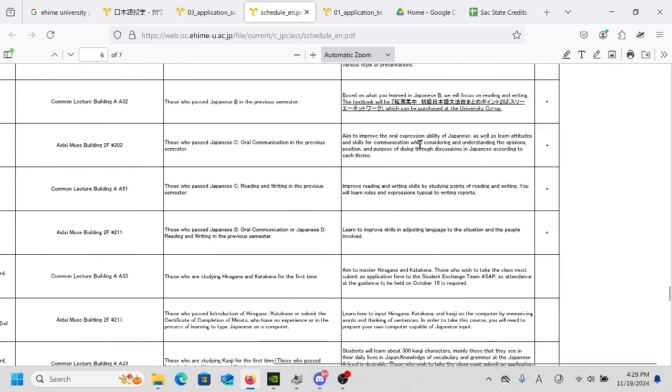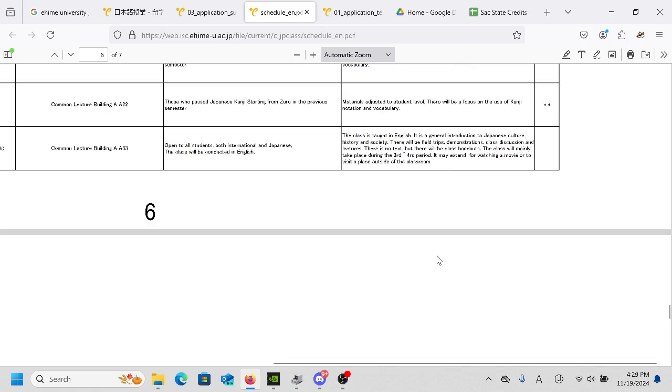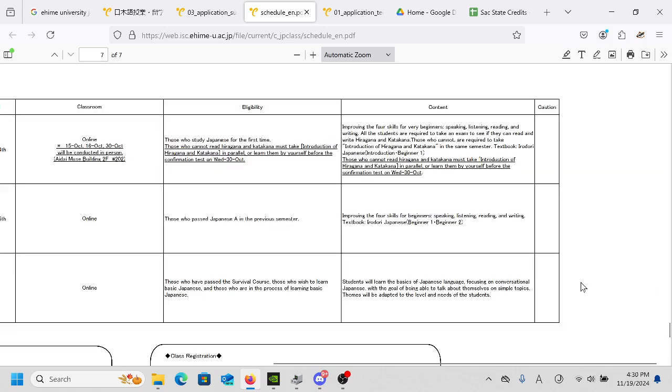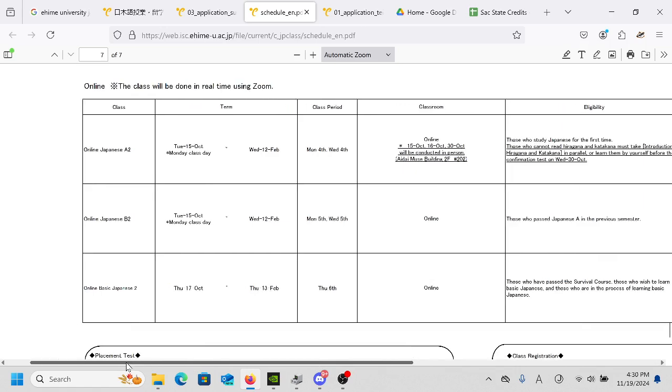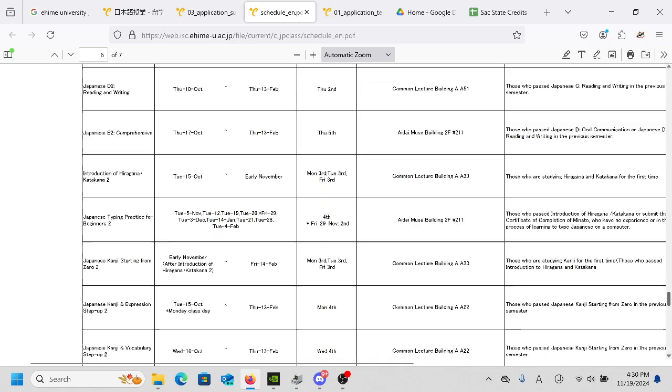D2 seems to be like advanced understanding, oral. I really don't know. Oral communication. Probably having conversations with other people in class. D2 grammar seems to be writing reports, so if you've been in 116, you've already done that. E2, I really don't know. But yeah, more information about classes. This is a really good guide.